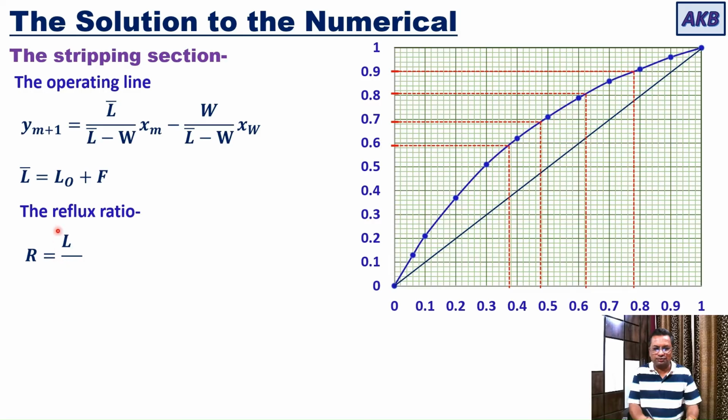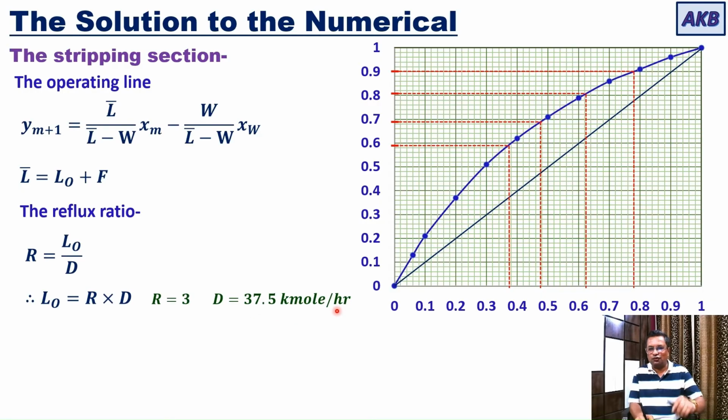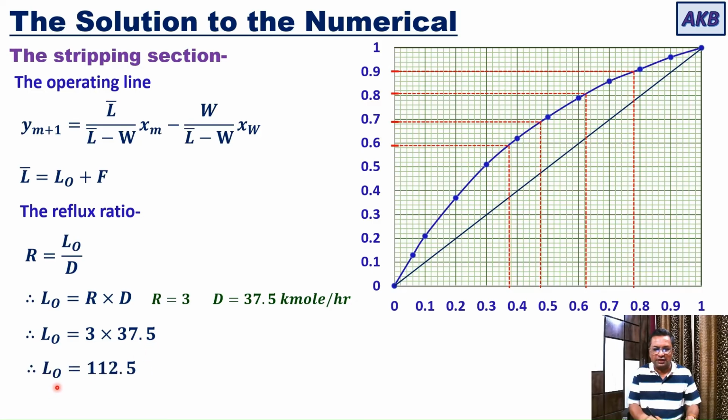For the reflux ratio, first we will have to get L0. For that we are going to use the equation for reflux ratio. Reflux ratio is L0 by D, that is, L0 is equal to R into D. So R is known to us, it is 3, and D we have calculated, it is 37.5 kilomole per hour for the basis of a feed of 100 kilomole per hour. So that means L0 will be equal to 3 into 37.5. That gives us L0 as 112.5 kilomole per hour.